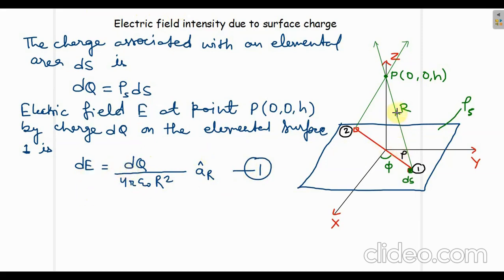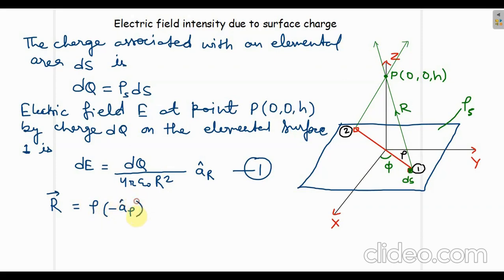Now what is this r vector? While I was discussing the electric field intensity due to the line charge, I had told you that if we have two points and the line joining them, to write it in vector form the coordinates of both have to be subtracted. So in that case, what will be the r vector? Your r vector will be, here it is rho, so it's rho, and the direction will be minus a rho.